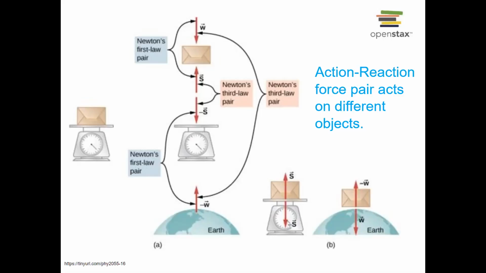And then this and this guy. So this would be the pulling force on the Earth by the object. And then this is where the scale is given to the Earth. So then these two are acting on the Earth at the same time, and then they cancel out. So that's a first law pair.